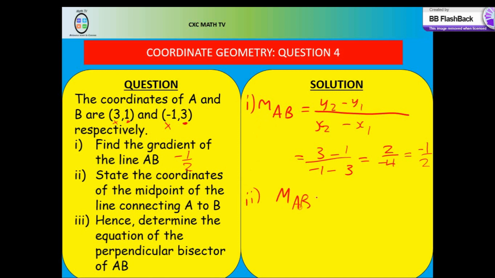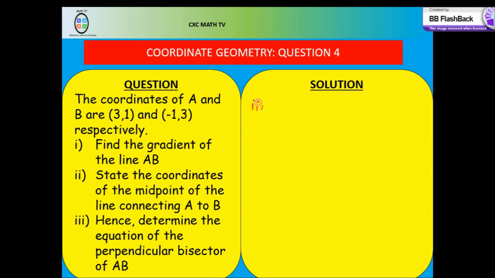The midpoint of AB is just the average of the x, 3 plus negative 1 divided by 2, comma, the average of the y, 1 plus 3 divided by 2. So the midpoint of the line AB is going to be 3 minus 1 is 2, 2 divided by 2 is 1, 1 plus 3 is 4, 4 divided by 2 is 2. So this is (1, 2). That's it. Then now part 3 says hence determine the equation of the perpendicular bisector of AB. So part 3, we need to determine the equation of the perpendicular bisector.